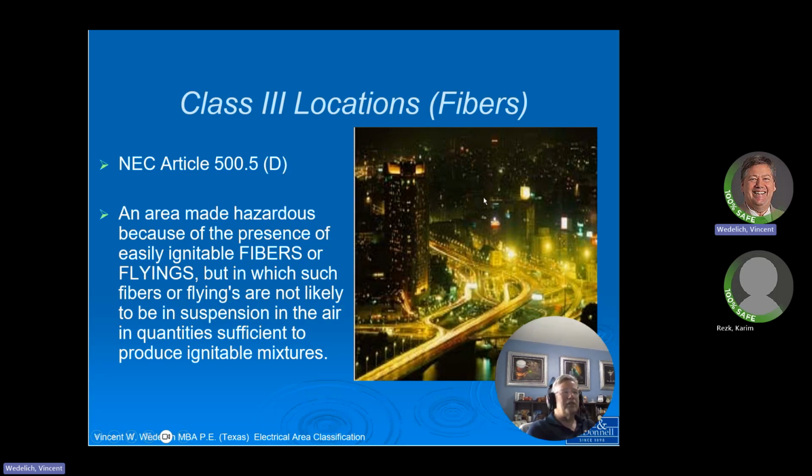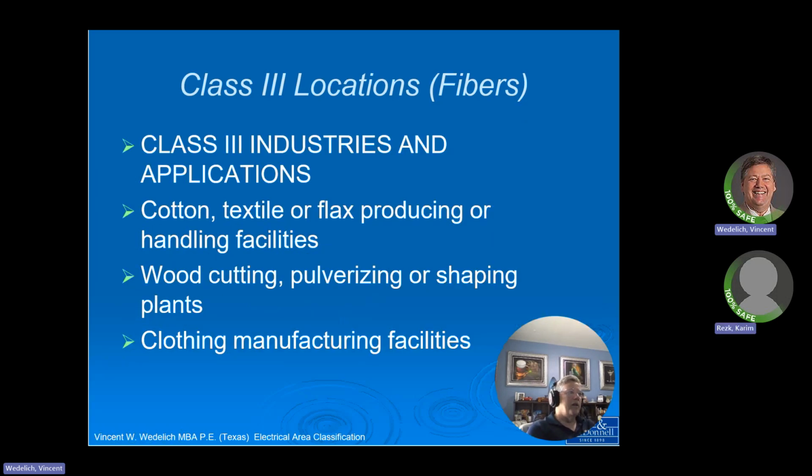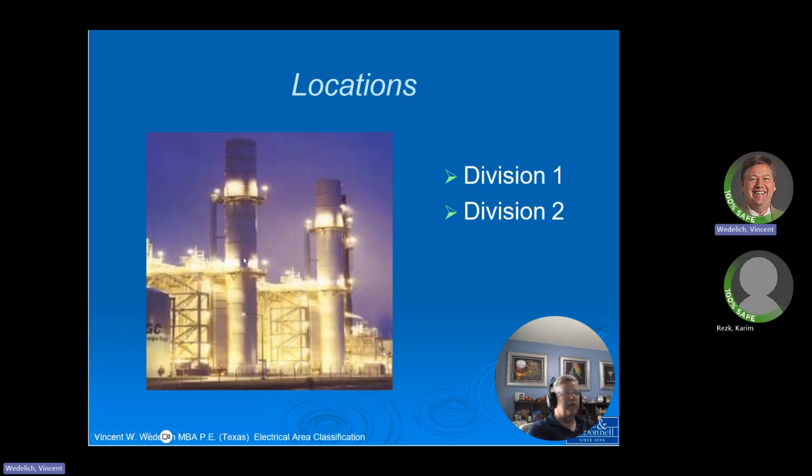This picture is not the best one. I don't know why I picked it. I probably copied it from something. But really, a fiber or flying would be more like a textile mill, right? So you've got cotton, textile, or flax producing or handling facilities, wood cutting, pulverizing, or shaping plants, clothing manufacturing facilities. That's where we see a lot of people die because the clothing manufacturing catches on fire.